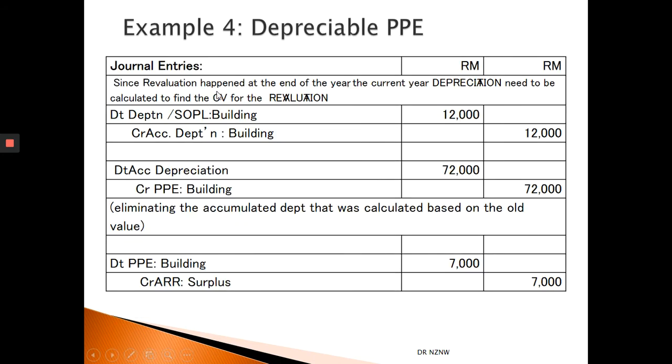Yes, so if you look at between example 1, 2, 3, you see that basically the journal entry is the same. Okay, example first you debit PPE, credit ARR, asset revaluation. You have deficit, you debit SOPR, you credit your PPE. Okay, the journal entry is the same. The difference is the amount. Okay, yang you ada line dia. Okay, so pengiraan tu based on the several examples.